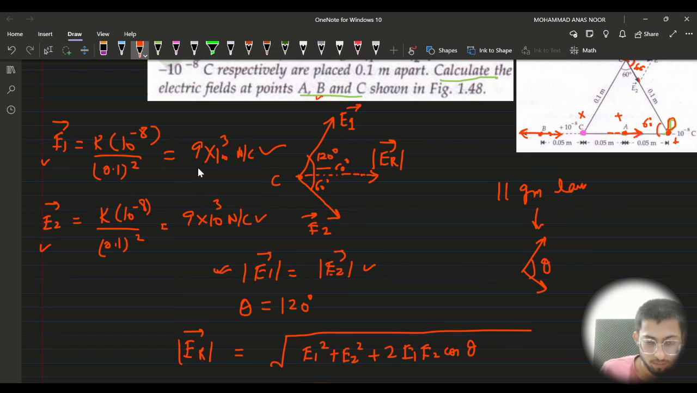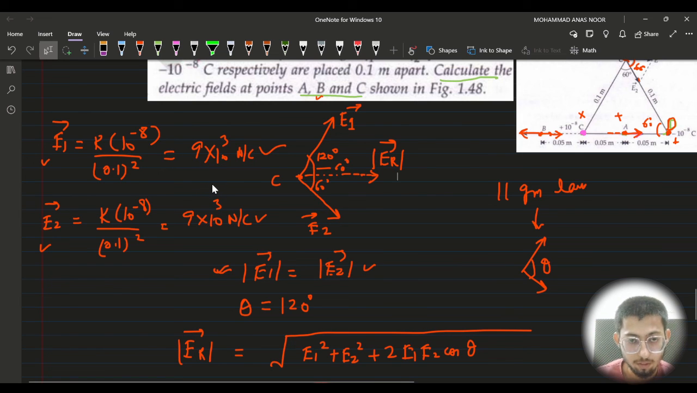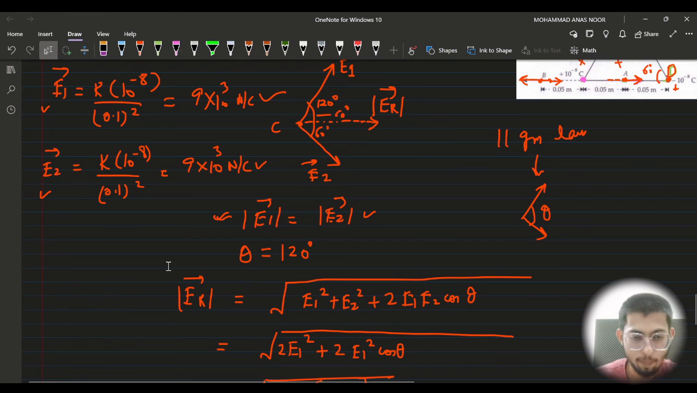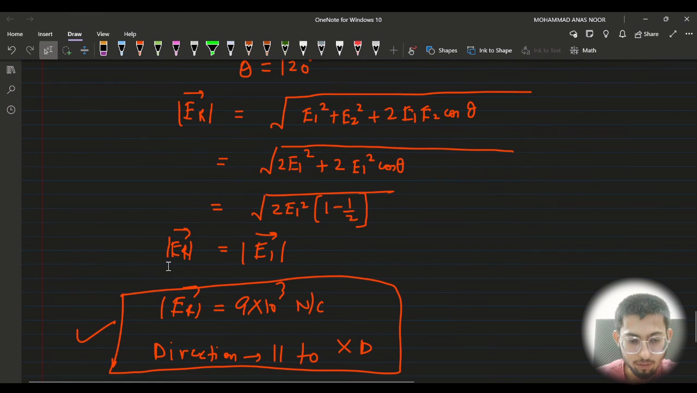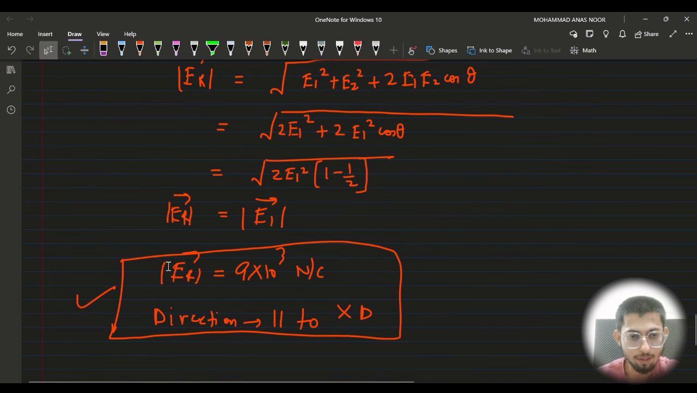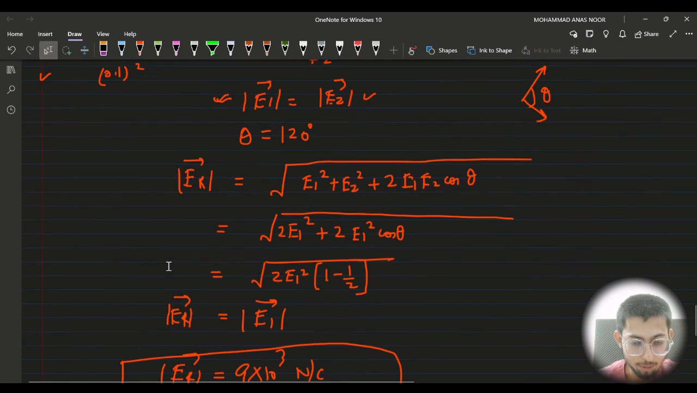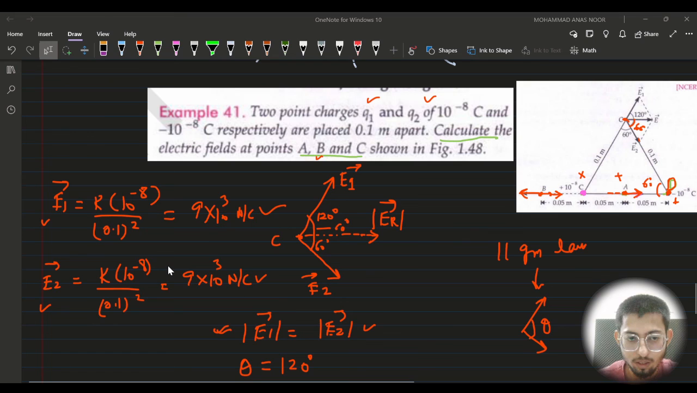This is your point you should remember, but in the boards you should not write it directly. I am talking about the competitive examinations. In the board you should solve it, you cannot write it directly. So this is the way you should solve it for the board. So this question is done. I think it is enough for physics today.